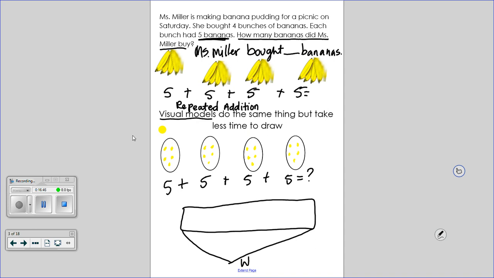Do I know the whole amount of bananas, or the total amount of bananas that I bought? No, I don't. I know I don't know because the question says, how many bananas did I buy? If I knew how many bananas I bought, would I ask that question? No. So my whole is a gigantic question mark.